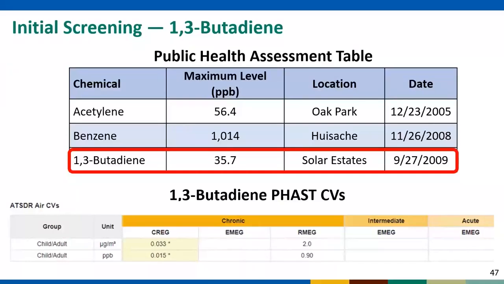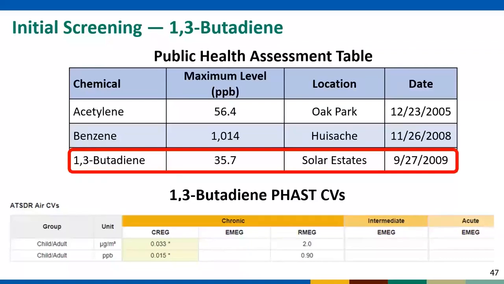On the top, note the red outline around 1,3-butadiene with a maximum level of 35.7 parts per billion. The location was in Solar Estates, which is at the west end of Refinery Row, and had a date of 2009. On the bottom, I provided the ATSDR 1,3-butadiene CVs from FAST. The available CVs are for the Craig and RMEG. Now question, in looking at this slide, would you screen 1,3-butadiene into your evaluation based on those initial screening results?